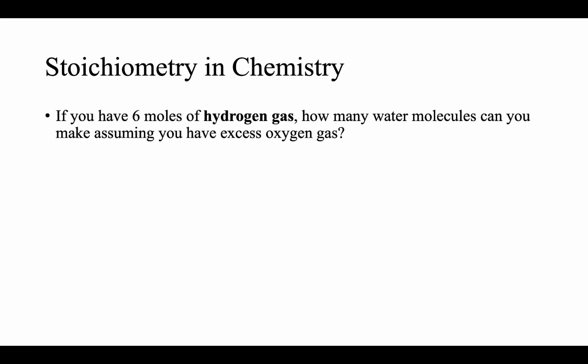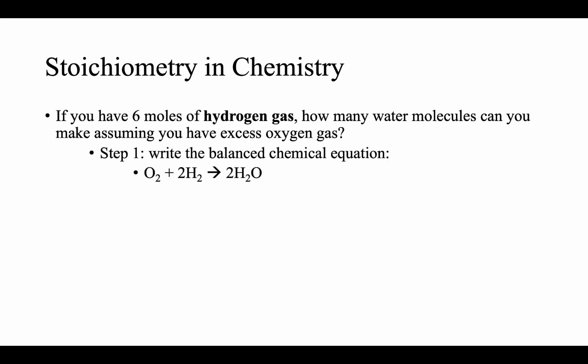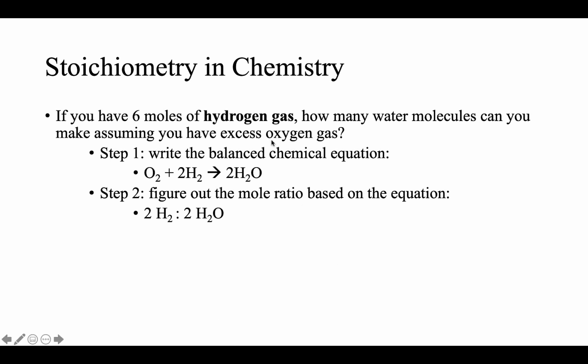If you have 6 moles of hydrogen gas, how many water molecules can you make, assuming you have excess oxygen gas? So again, similarly, first step, write the balanced equation. And then step 2 is to figure out the mole ratio based on the equation. Now I'm concerned with hydrogen gas and the amount of water molecules that I can make. So I only need to list out the mole ratio connecting hydrogen gas and water molecules together. And the ratio between the two is 2 to 2, which is 1 to 1 if you were to reduce it.